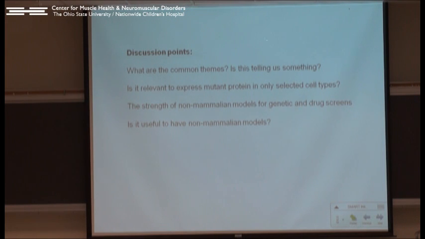I think it's clear that using those invertebrate screens can be important, but then it has to be translated into a model where the protein is being expressed in all the relevant cell types, not just the motor neurons. Is it relevant to express mutant proteins only in selected cell types? Is that a good way to build a model? There are a lot of caveats, mostly from what we've learned about ALS. It's not just the motor neuron. The strength of the non-mammalian models for genetics and drug screens is strong.